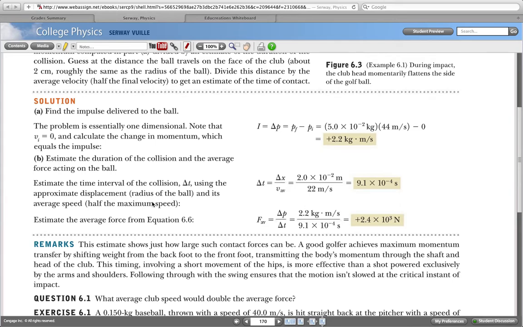And then they want us to estimate the average force from equation 6.6. And this equation 6.6 says that the force times delta t equals delta p. So we solve that for, well, actually this is delta p over delta t, but anyway, this is impulse when we multiply both sides by delta t, right? So this is actually the same equation as up here. It's just rewritten and rearranged a little bit. But we take that change in momentum from part A divided by the time interval in part B. We get 2.4 times 10 to the 3 newtons of force, which is pretty substantial. 2.4 times 10 to the 3 is twice what I weigh in just that very, very short time frame.